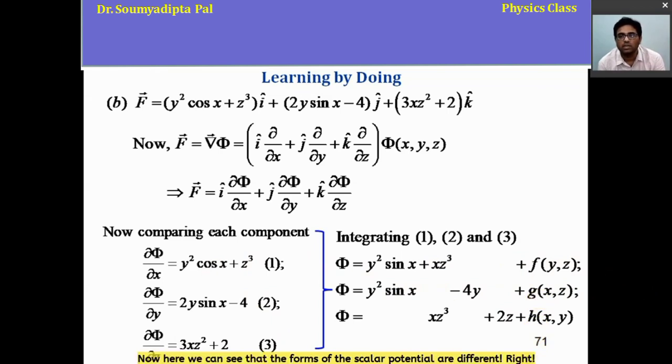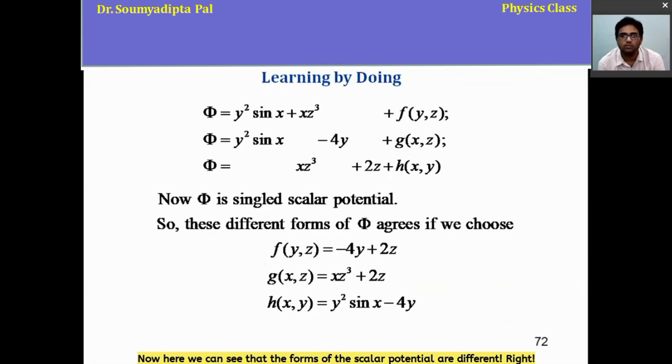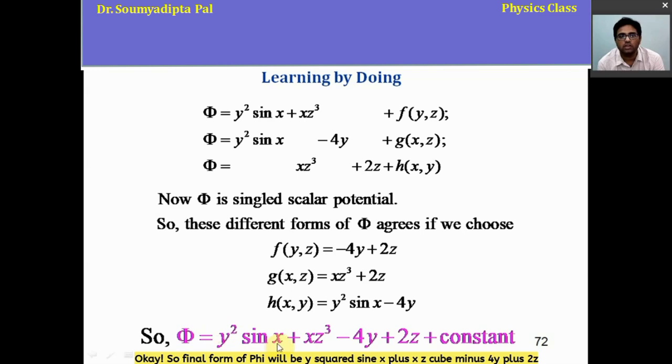Now here we can see that the forms of the scalar potential are different, right? But the scalar potential is single valued. So those different forms of phi agree if we choose f(y,z) equal to −4y + 2z, g(x,z) equal to xz³ + 2z, and h(x,y) equal to y² sin x − 4. Okay. So the final form of phi will be y² sin x + xz³ − 4y + 2z and one integration constant that is arbitrary, right?